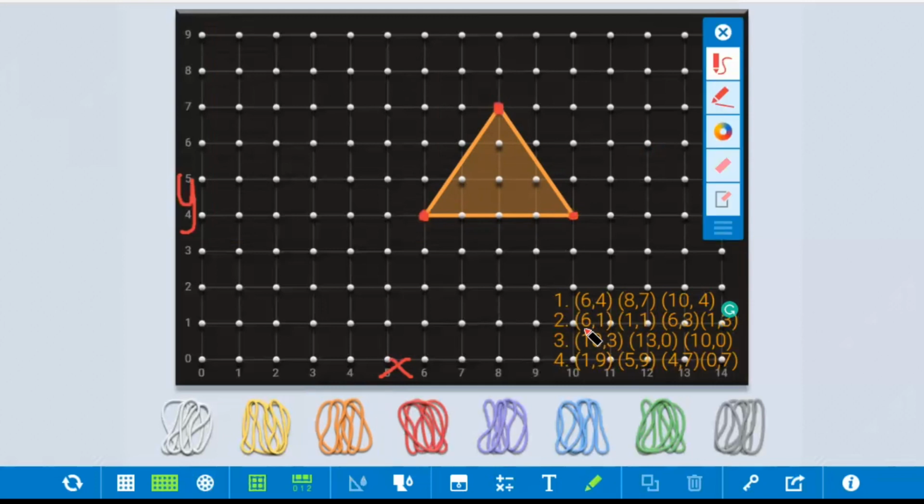Number 2, it says 6, 1. 6 over, up 1. All right, we're going to plot that point. And then our next one says 1, 1. So that'll be an easy one. We're going to go over 1, up 1. We barely had to move for that one. All right, our next point says 6, 3. So over 6, up 3.